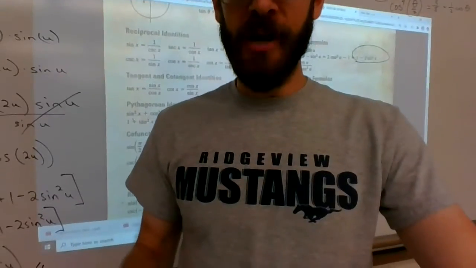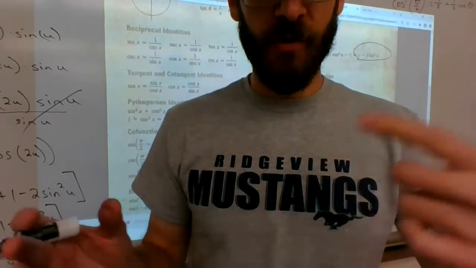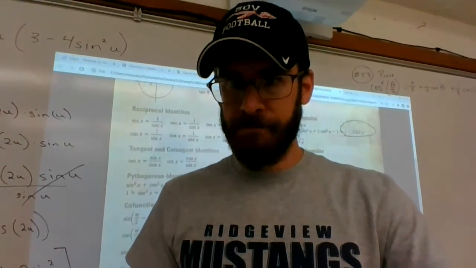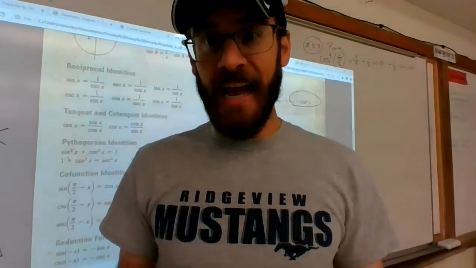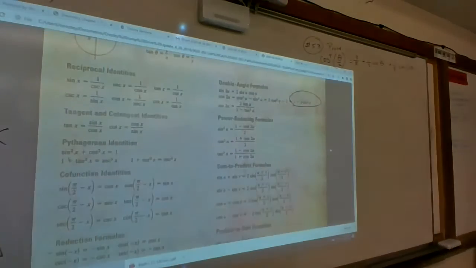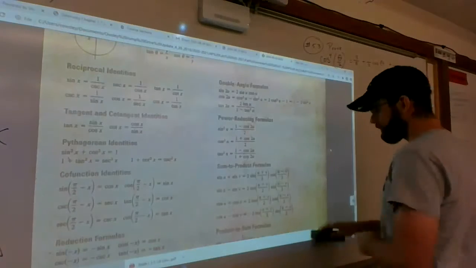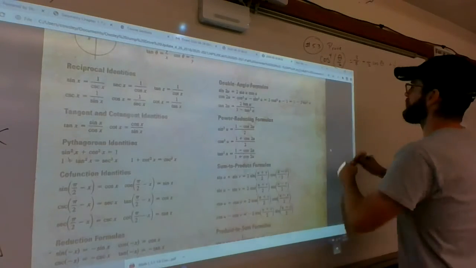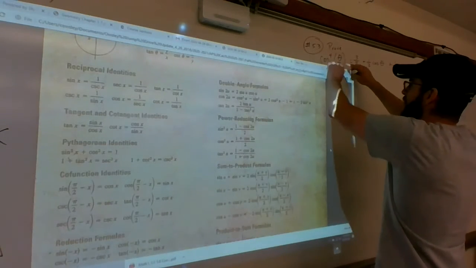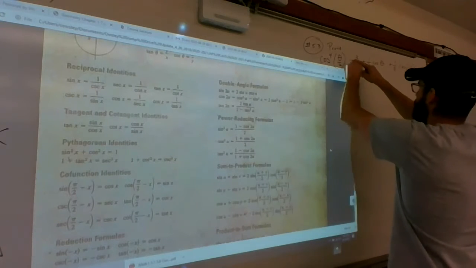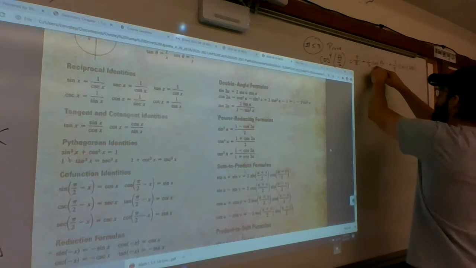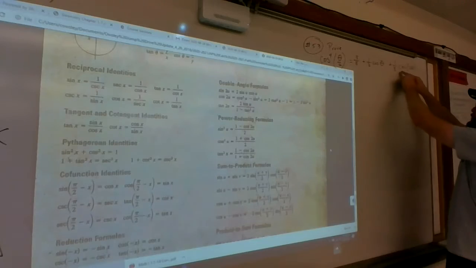All right, so sometimes the strategy is a little bit more involved than just the normal stuff that you guys learned last year, as is the case for number 53. For number 53, it says, show that cosine to the 4th power of theta divided by 2 is equal to 3/8 plus 1/2 cosine of theta plus 1/8 cosine of 2 theta.